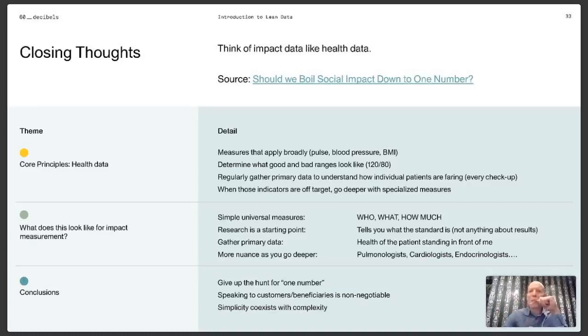Social impact might be the same thing. We'll never get to comparability. It'll always be opaque. And when I heard that question, my conclusion was that the health analogy was a great analogy, but actually the conclusion was the wrong conclusion.